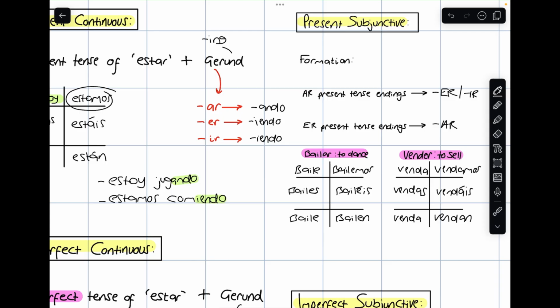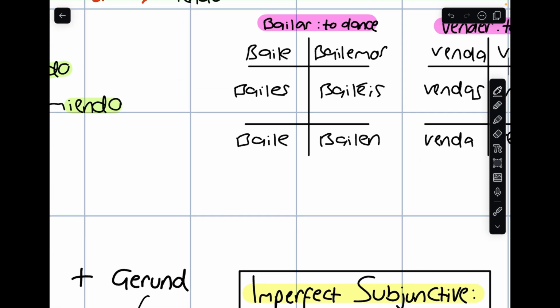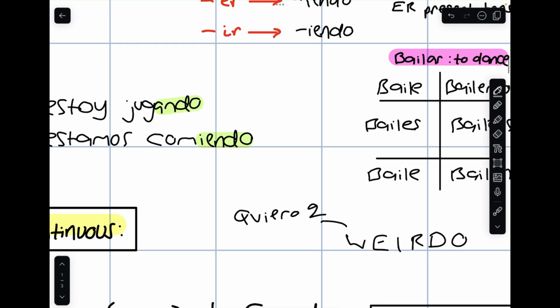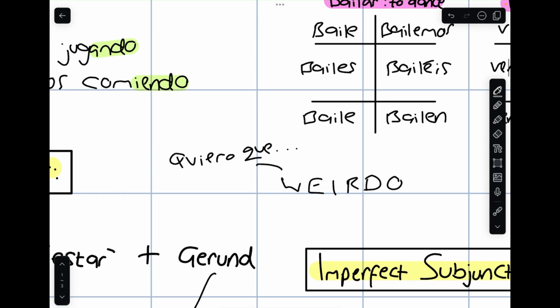Now, knowing when to use it can be quite difficult. However, there's a good acronym that we can use, which is WEIRDO. So WEIRDO stands for wishes. If you want someone to do something, for example, quiero que is a good way to start off the subjunctive. So I want. Quiero que bailes conmigo. I want you to dance with me.